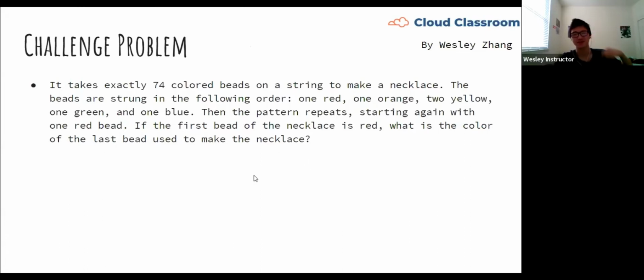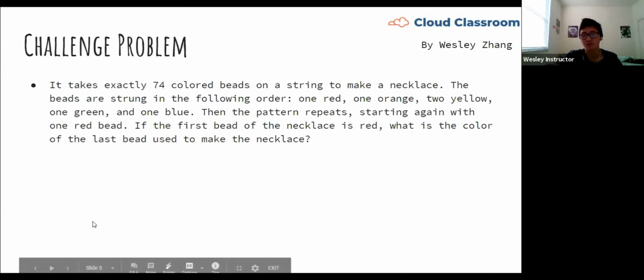All right, well, I'm going to go over this one. It takes exactly 74 colored beads on a string to make a necklace. The beads are strung in the following order: 1 red, 1 orange, 2 yellow, 1 green, and 1 blue. Then the pattern repeats, starting again with 1 red bead. If the first bead of the necklace is red, what is the color of the last bead used to make the necklace? So we use the same method as we did before.